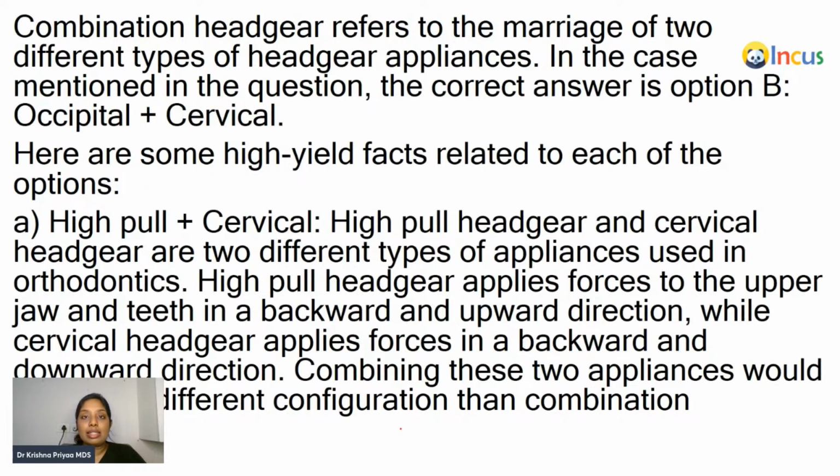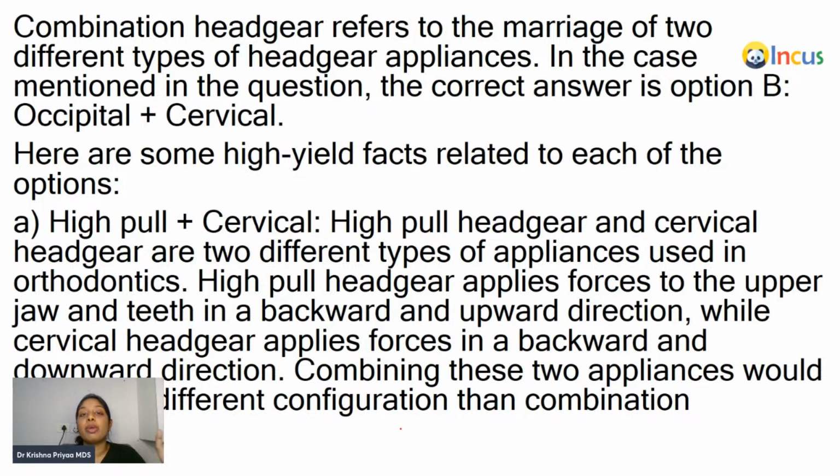High pull is given in what cases? In cases where there is an excessive vertical growth of the mandible, and thereby we give it in the parietal region. That is called high pull headgear, to control the vertical dimension of the patient. So high pull and cervical, there are so many combinations that we can give. They are two different types of appliances used in orthodontics. High pull forces the upper jaw and the teeth in the backward and upper direction. Why? Because it is above the center of resistance, so it is more of an intrusion type. But cervical is kind of an extrusion of the molars because it is present below the center of resistance. So combining these two will result in a different configuration of the combination headgear.